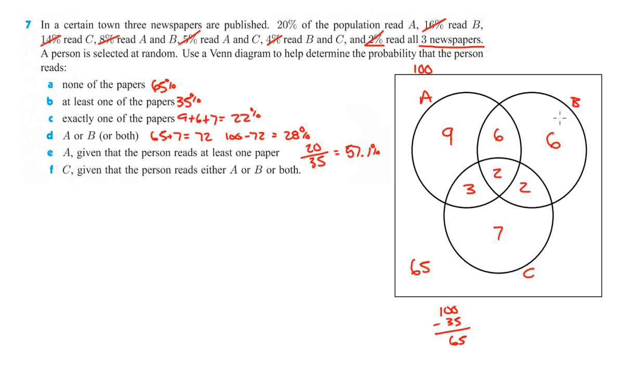What's the probability that a person reads C, given that they read either A or B or both? So that's all of this group right here, which we just figured out for A or B or both was 28. So how many of these people here also read C? That's 2, 4, 5, 6, 7 out of the 28. Which is 7 out of 28, that's a quarter. So it's 0.25 or 25%.